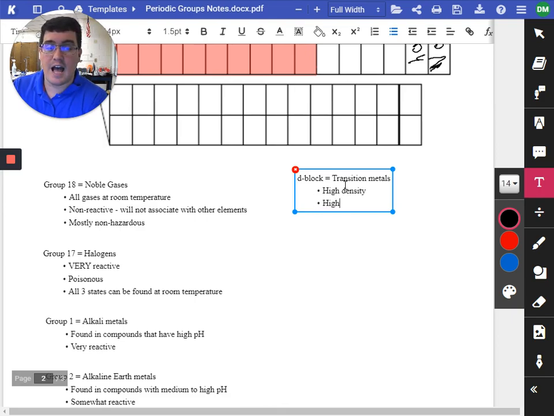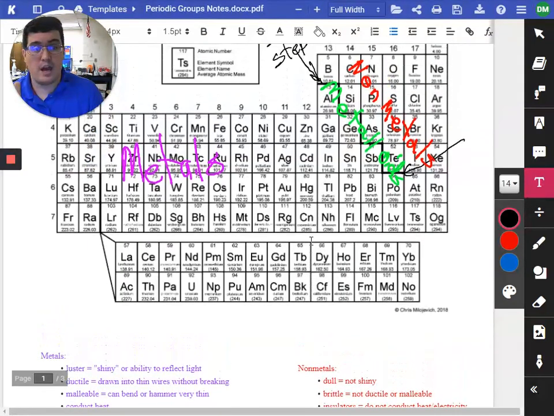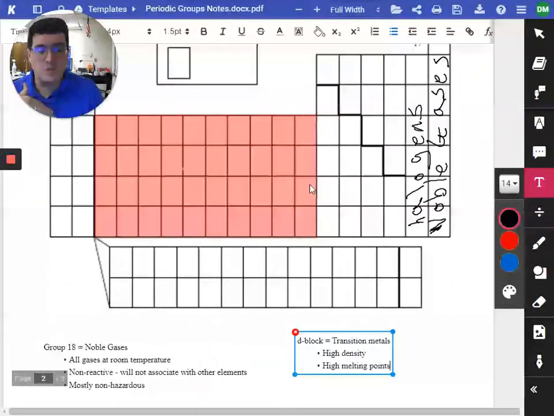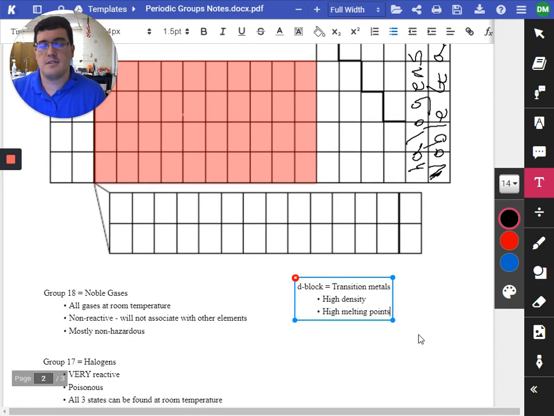They also tend to have high melting points, though that's not universal, because I'll point out one to you, mercury is in there, and mercury is liquid at room temperature, but most of them tend to have high melting points. They also tend to be great conductors. Now, most of the metals in the S block are only okay conductors, and the ones in the P block are actually kind of terrible conductors. But in the D block, those transition metals, they all tend to be great conductors.